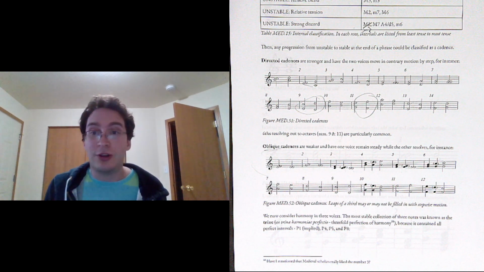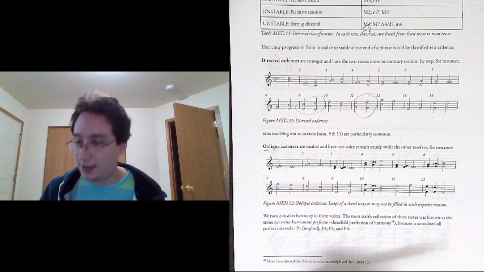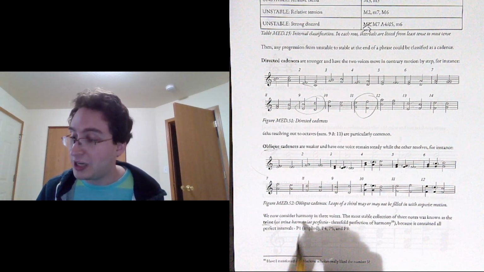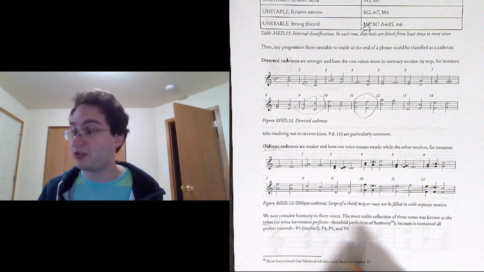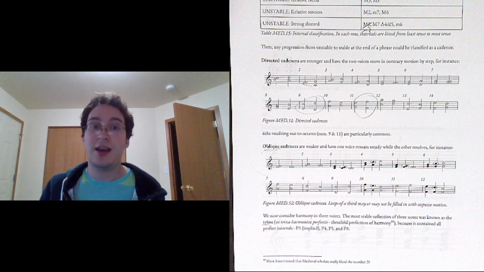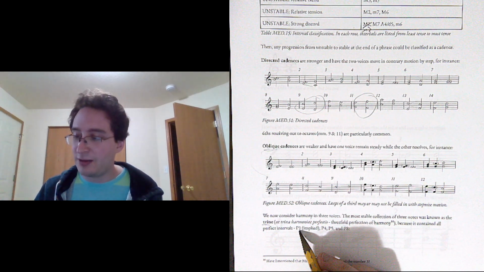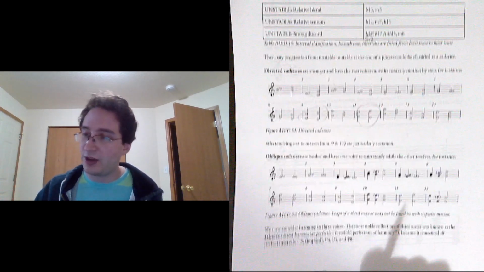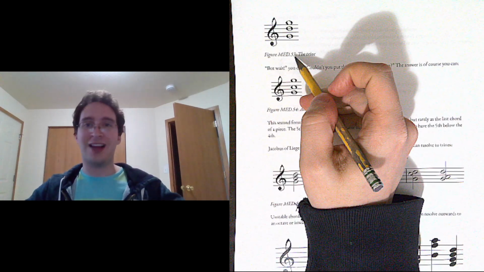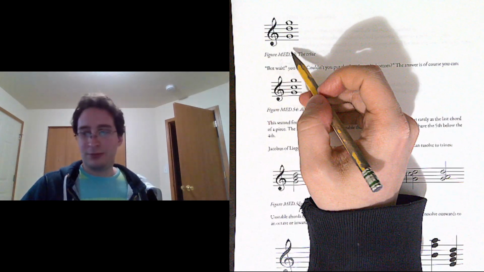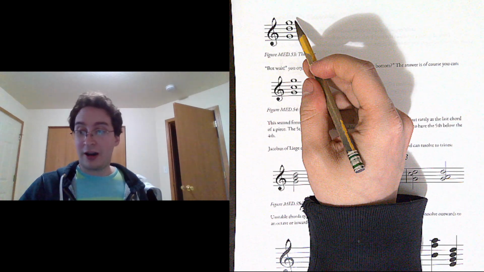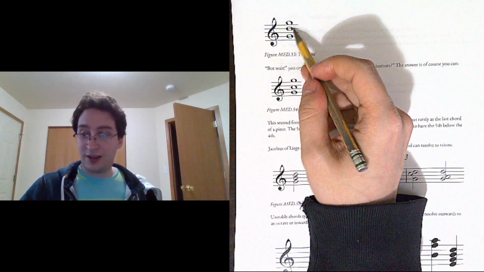So the most stable collection of notes was known as the trine. The full name was Trina Harmoniae Perfectio, threefold perfection of harmony, because they really liked it. Because it has all perfect intervals, an implied perfect unison, a perfect fourth, a perfect fifth, and a perfect octave. Voila, there it is. So unison, octave, and then fifth, fourth.